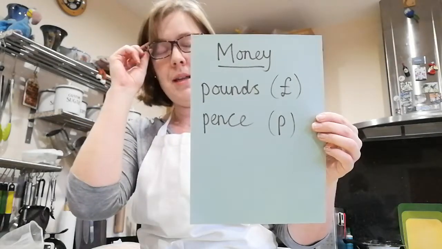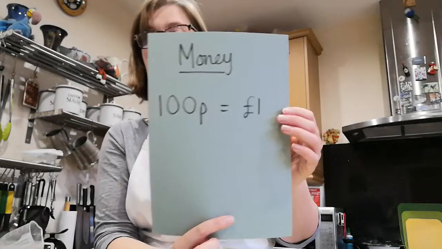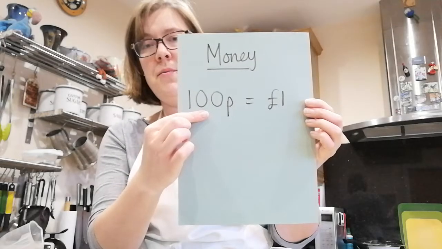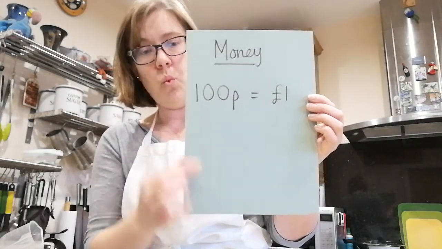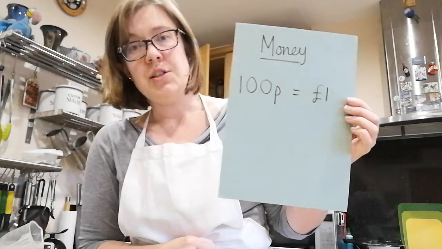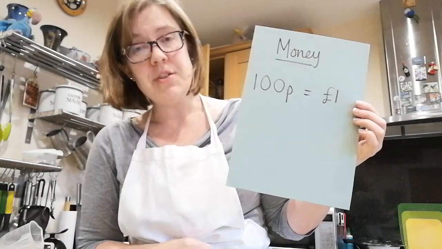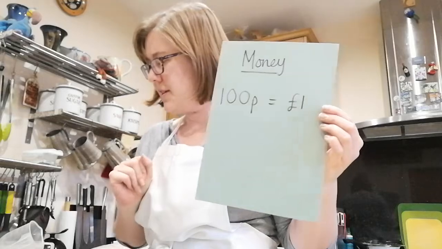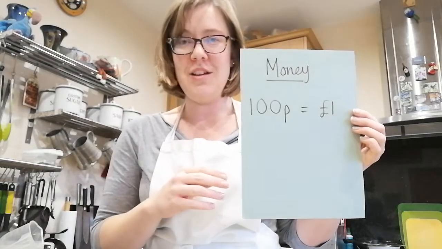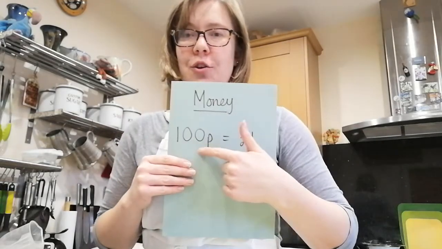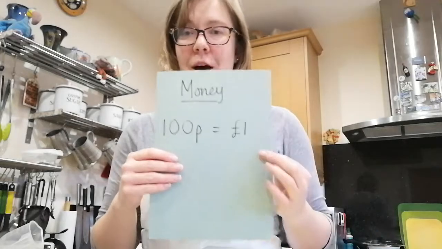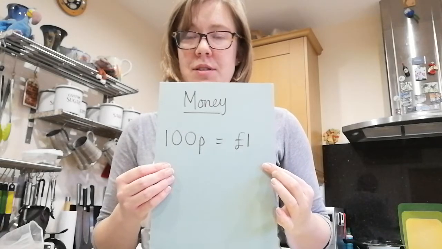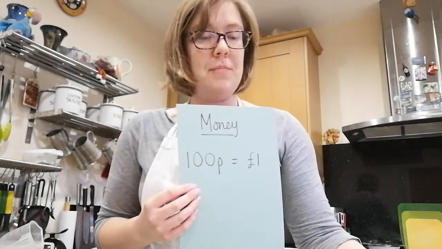And when we're using money, we need to remember that there are 100 pennies in a pound. 100 pennies in a pound. So don't forget that. So this is just a short introduction to all the different types of measure that we can use. It'd be really good to see if you can remember all of those different types and how many pennies are in a pound and how many different measures are in there.